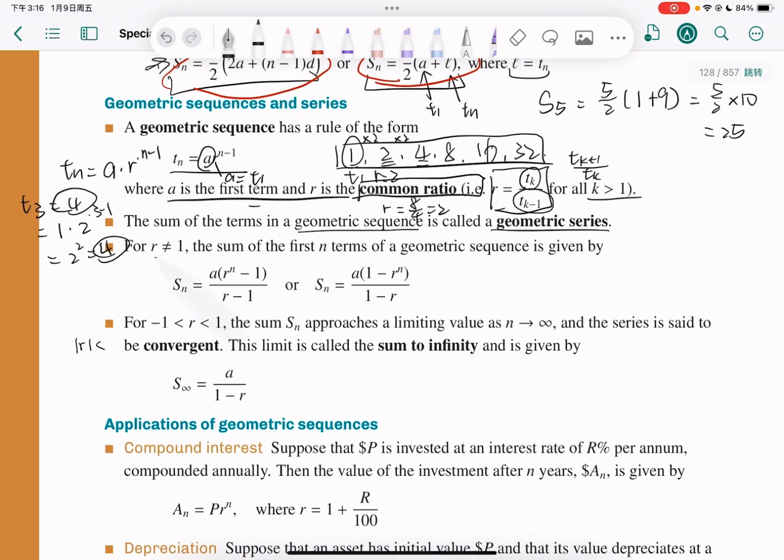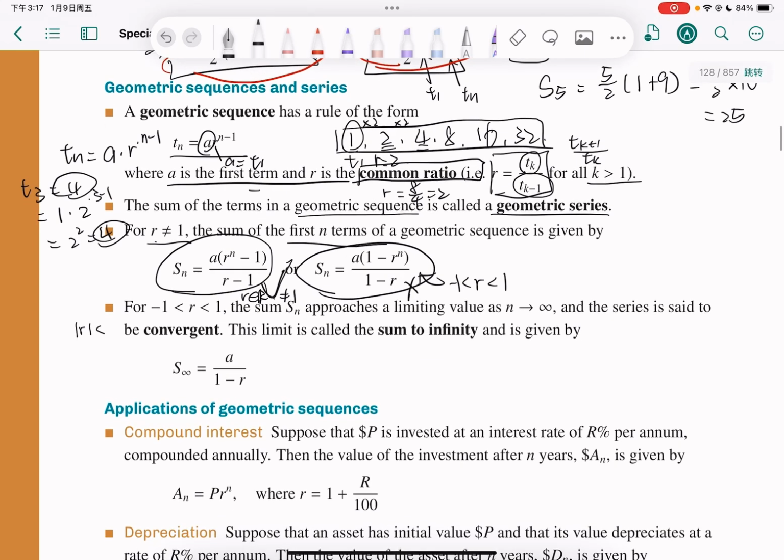The next one, for R not equal to 1, the sum of the first n terms can be given by this, or this one. I prefer to use this one because the other is just a special case for R greater than -1 and smaller than 1, while this one works for all real numbers R not equal to 1. Okay? So I prefer to use this one. You don't need to remember the other one. Okay, that's the formula for the sum of a geometric series.